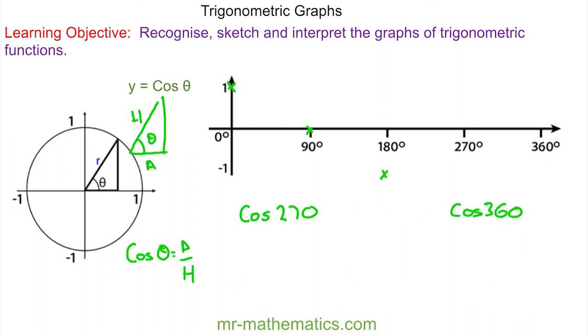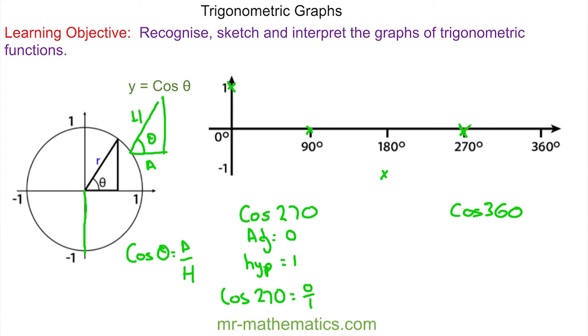So for the cosine of 270, we rotate 270 degrees. So we are here. You can see the adjacent is 0 because again we're going vertically down. So the adjacent is equal to 0. The hypotenuse is still the radius, which is 1. So the cosine of 270 is 0 divided by 1, which is 0.